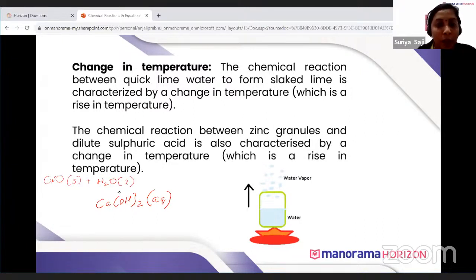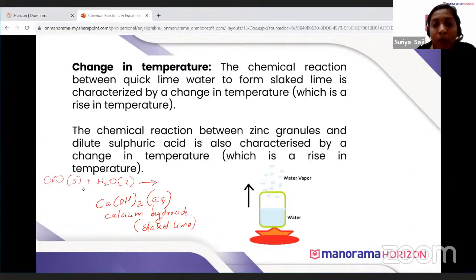When we are reacting calcium oxide and water, we will get calcium hydroxide. The calcium hydroxide is slaked lime. We will call calcium hydroxide, this is calcium hydroxide, by the common name slaked lime, okay? Slaked lime. So calcium oxide reacts with water, forming calcium hydroxide.